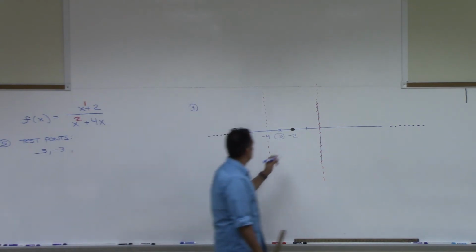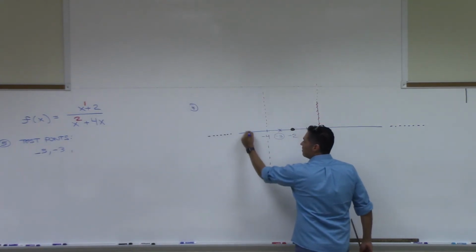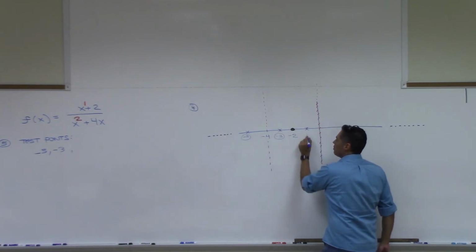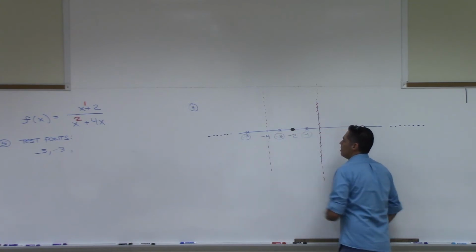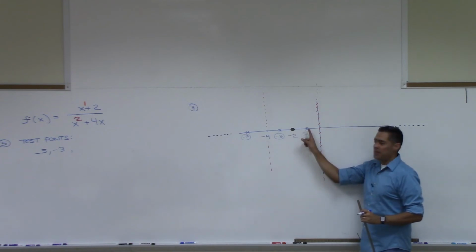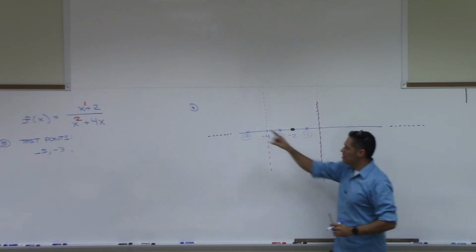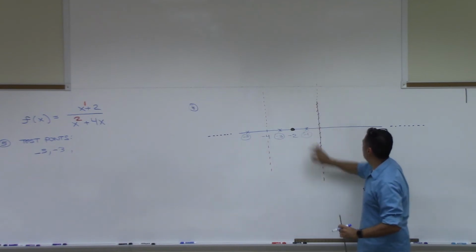-1. Notice I'm putting little X's here, not dots. I'm putting X's and circling the test point so that you don't accidentally think it's an x-intercept. These are just references, right? So -1, I'm going to test that point. I'm going to plug that into the function. It's going to give me a dot above or below.